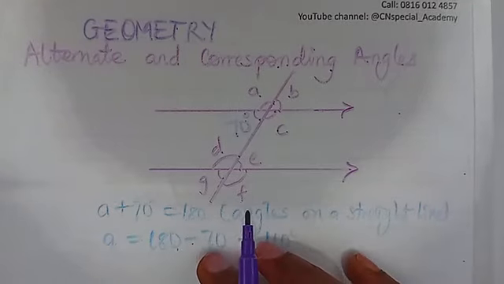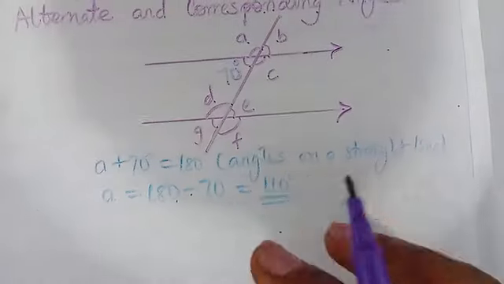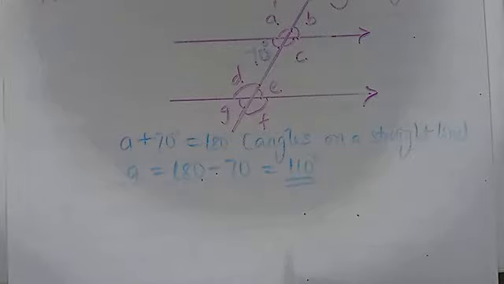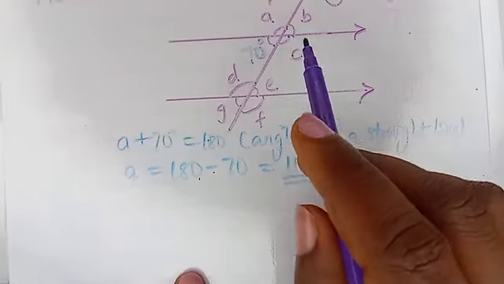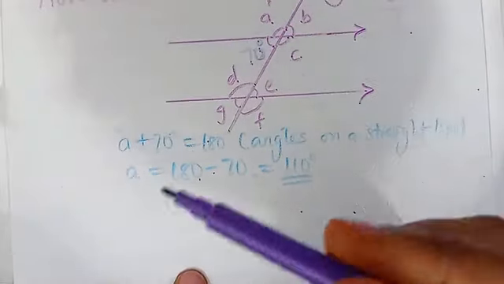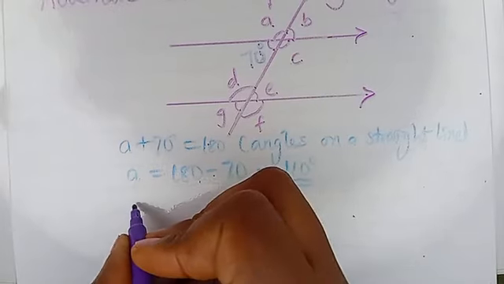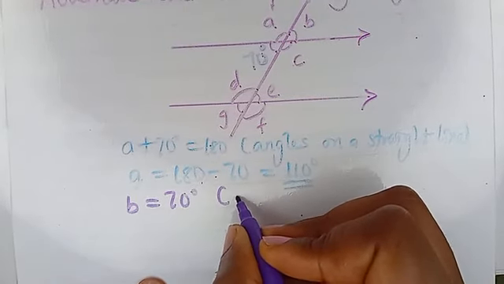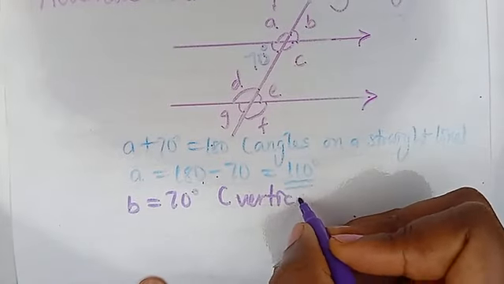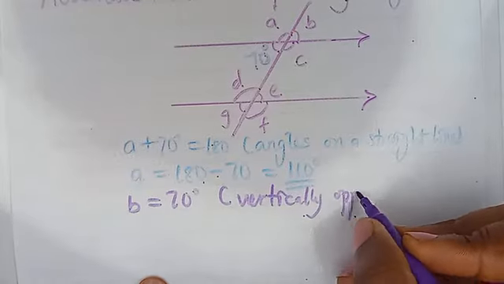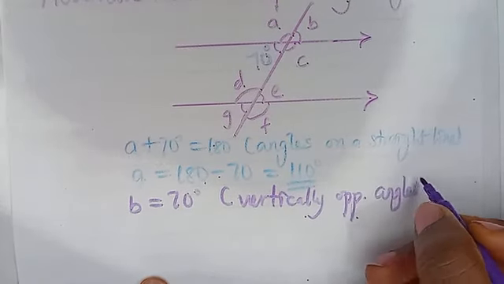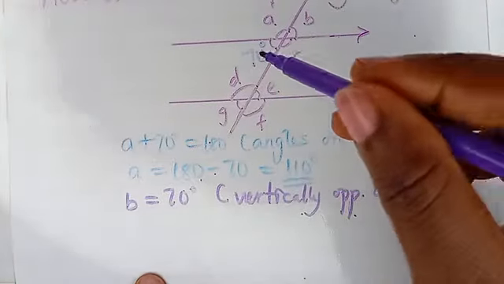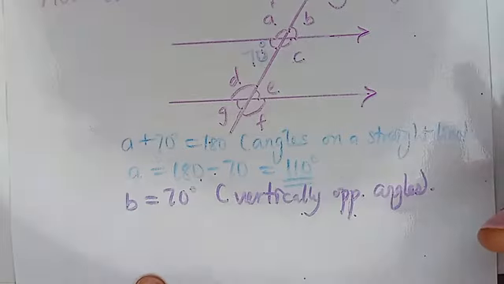Now let's look for angle B. We are now combining all we know so far. To solve for angle B, we can see that angle B is vertically opposite to 70 degrees. So we are going to say that angle B is equal to 70 degrees, and our reason is going to be vertically opposite angles. Remember, you can solve this any way you see it. So 70. So let's look at angle C.